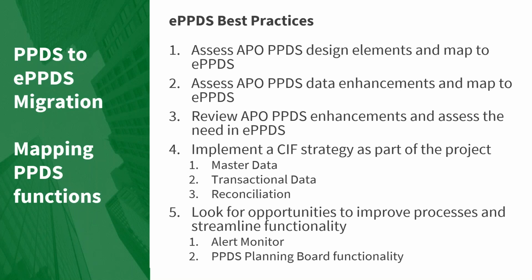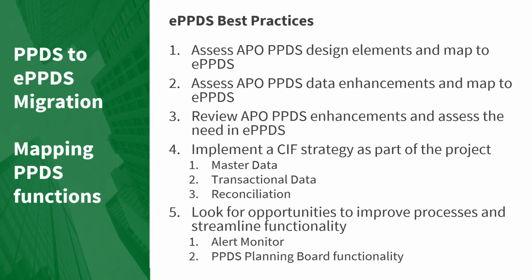And then finally, like we were talking before, implement a CIF strategy as part of the project, right? Master data, transactional data, and reconciliation. Make sure you have that as part of your roadmap. That doesn't go away. And then obviously, the biggest thing here is to look for opportunities to improve your processes and streamline functionality based on SAP's standard functionality, right? Look at things like alert monitors, PPDS planning board functionality, as well as other things within your organization that you can streamline and use standard processes around.